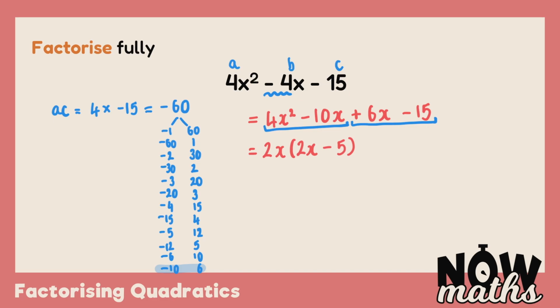Then similarly, looking at the second half, the highest common factor of 6x and negative 15 is 3. And given that the first term is positive, we'll pull out a positive 3. And then 6x divided by 3 is 2x. And negative 15 divided by 3 is negative 5. Now we can see we have 2 terms, each with a common factor of 2x subtract 5. So we factorise again and we pull out a factor of 2x subtract 5.